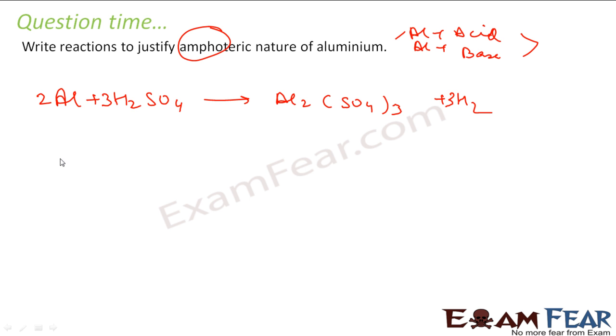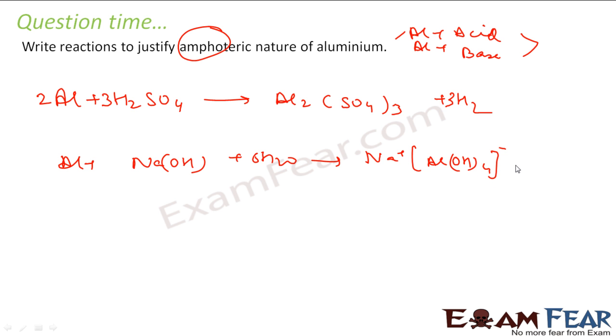Let's react aluminium with the base. Let's take sodium hydroxide as the base, a very common base, right? And let's add some water to make it aqueous. It gives Na[Al(OH)4], so it's an ionic compound, and 3 hydrogens. This is called sodium tetrahydroxoaluminate, right? Sodium tetrahydroxoaluminate. So aluminium reacts with acid, aluminium reacts with base. If you want, you can balance this reaction also.